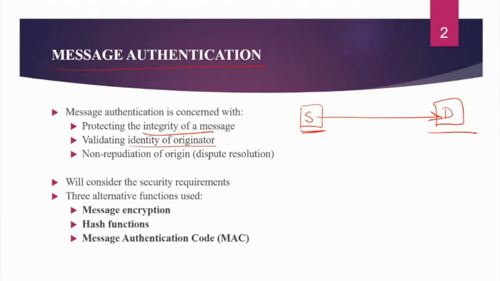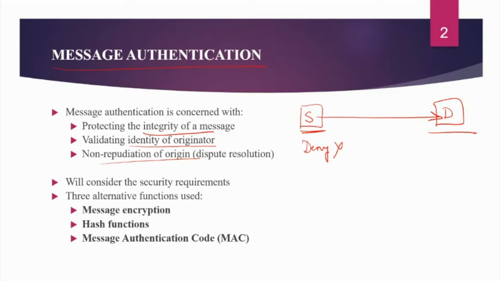And the third one is non-repudiation of origin. So if S has sent the message to D, S cannot deny it. He cannot say that no, I am not the one who has sent this message. So when we deal with message authentication, we are actually dealing with these three important concerns that are related with the message.